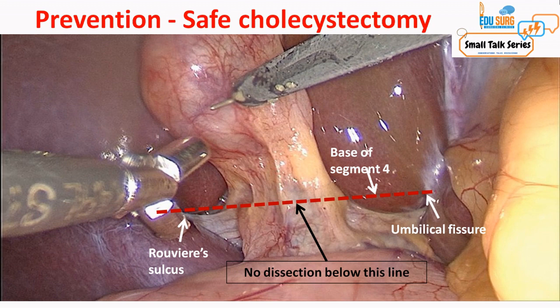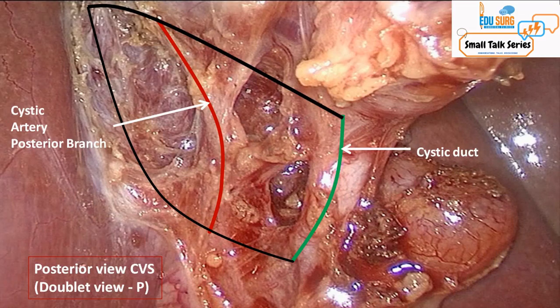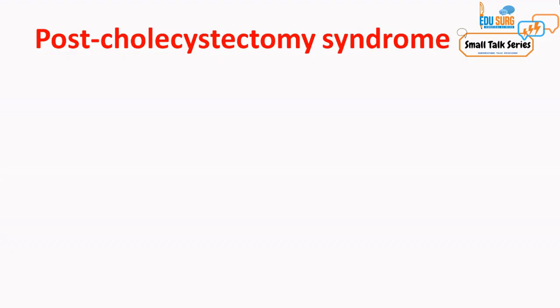Prevention is always better than cure, and the same applies to cholecystectomy. How you can prevent is by doing safe cholecystectomy, and this we have already demonstrated in our step-by-step surgery video also. But just to highlight, never dissect below the Rouviere's sulcus umbilical fissure line and do a safe cholecystectomy. Always establish the critical view of safety before cutting any structure in the area.